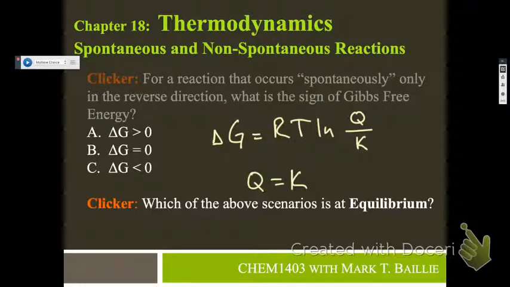So in this equation right here, what happens to the equation when Q is equal to K? The natural log of 1 is 0. RT times 0 is 0. Okay? What if it is spontaneous in the reverse direction? What does that mean for Q versus K? Talk to your friends. What is Q compared to K if the reaction is spontaneous in the reverse direction?